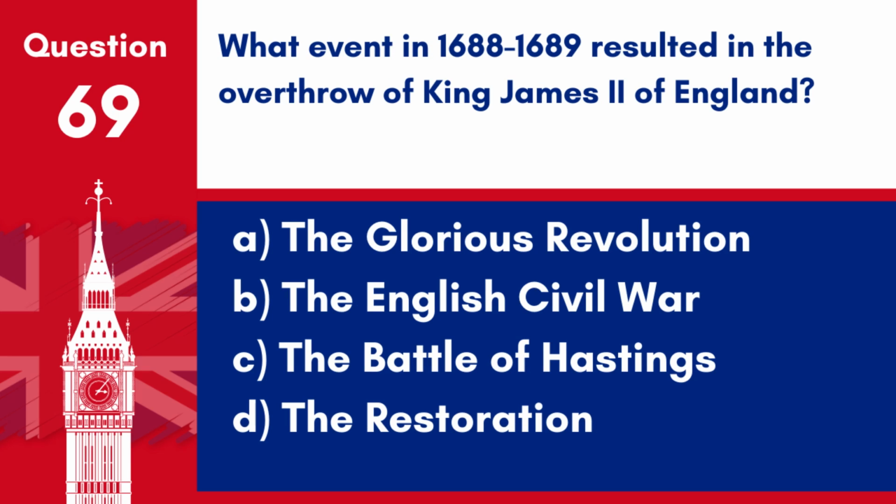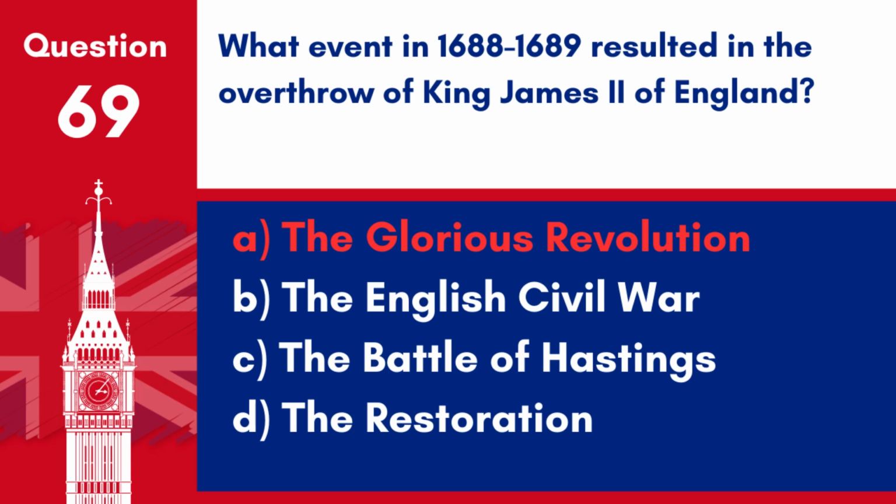Question 69. What event in 1688 to 1689 resulted in the overthrow of King James II of England? A. The Glorious Revolution. B. The English Civil War. C. The Battle of Hastings. D. The Restoration.